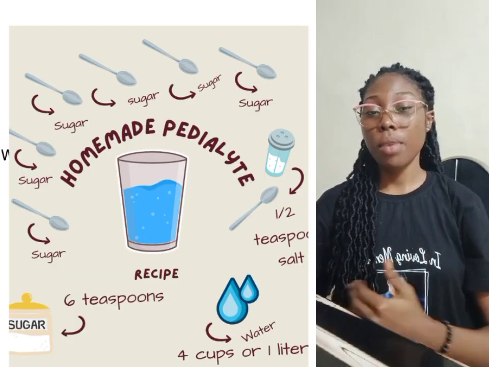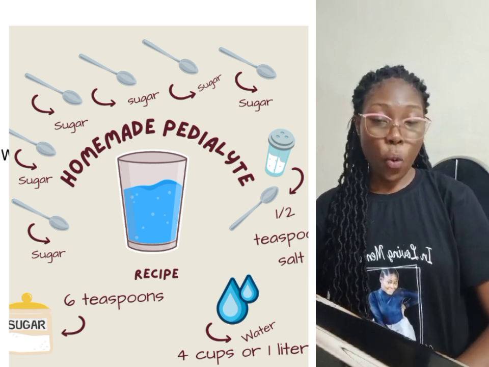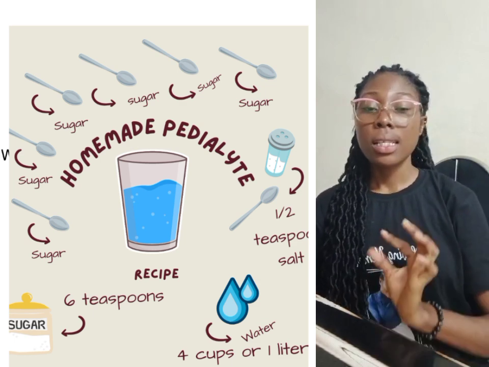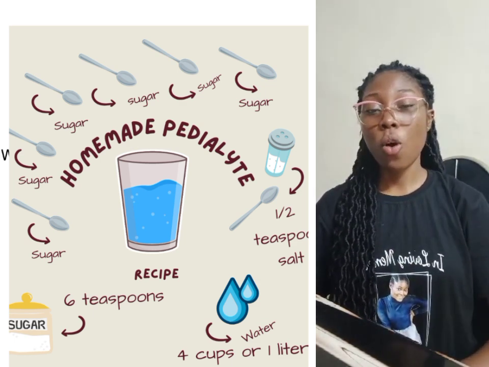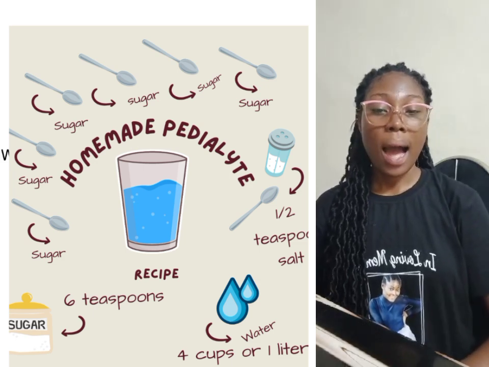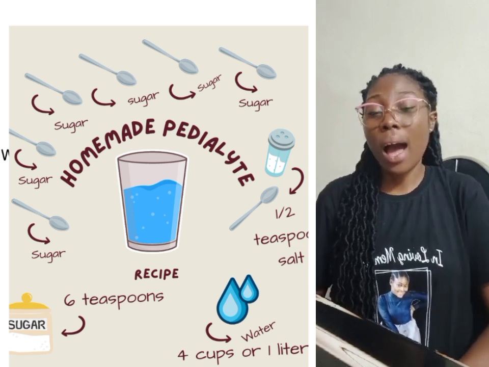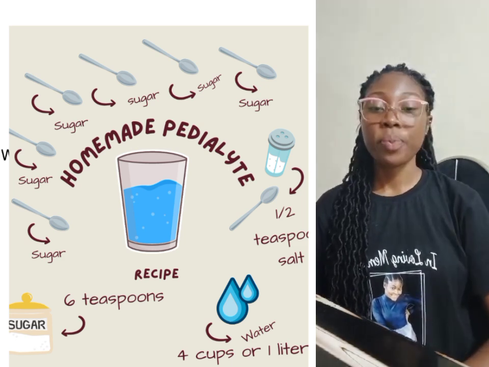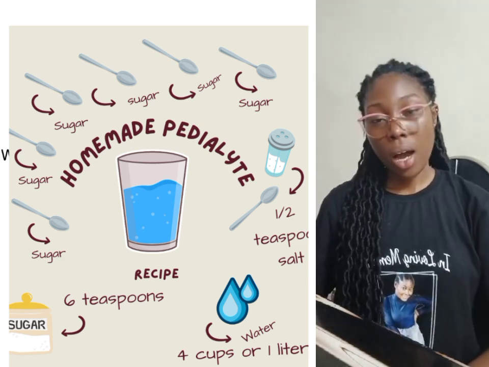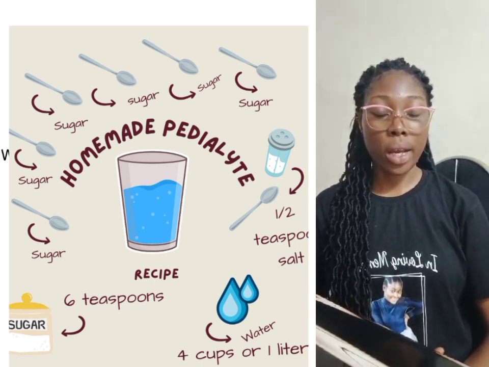Now, as seen in the image below, ORS can be made at home by putting 6 teaspoons of sugar in 1 liter of water and half a spoon of salt. Some people may decide to put half a lime while other people don't. It's the same thing. Now, what is the mechanism, or how efficient is ORS?